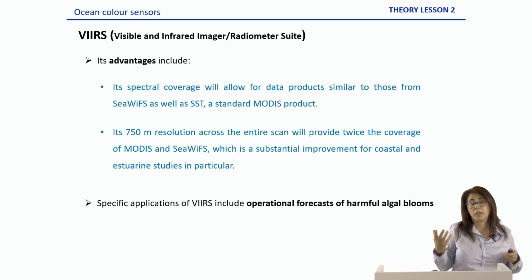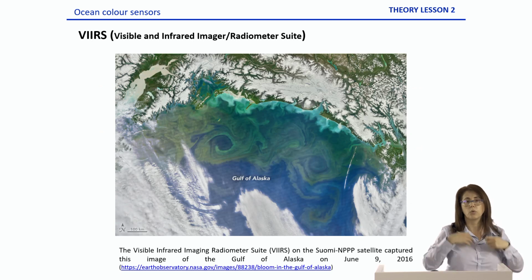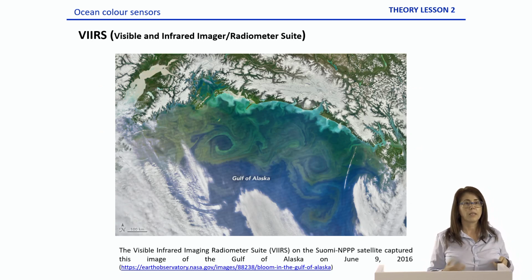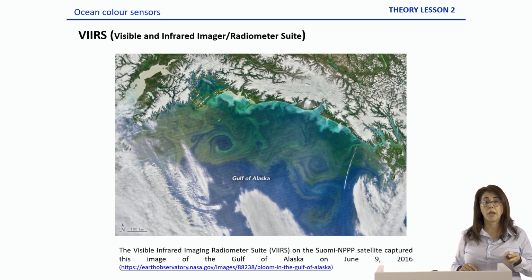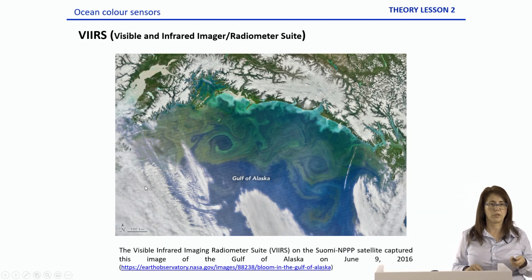Also, specific applications of this sensor include the operational forecast of harmful algae blooms, which is what we are actually looking for. And this is an example of a VIIRS image of an algae bloom in the Gulf of Alaska. We can see here the phytoplankton, these swirls made of phytoplankton.